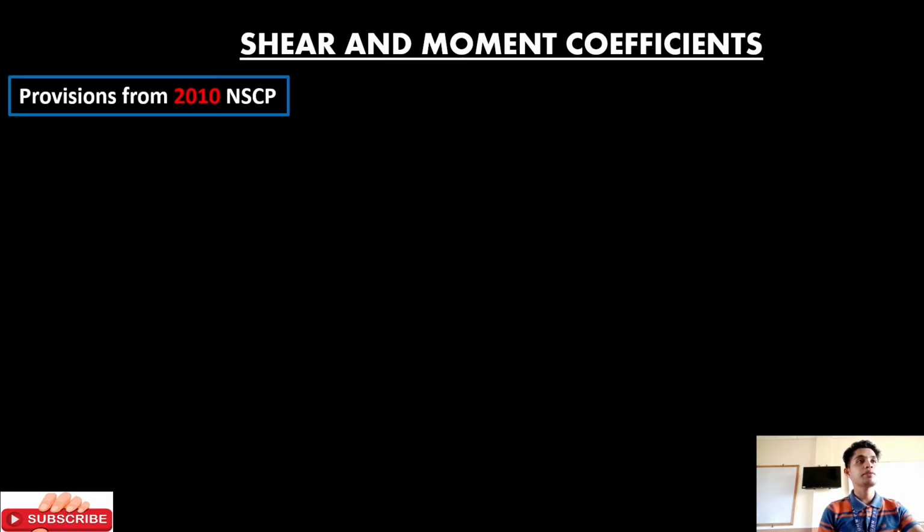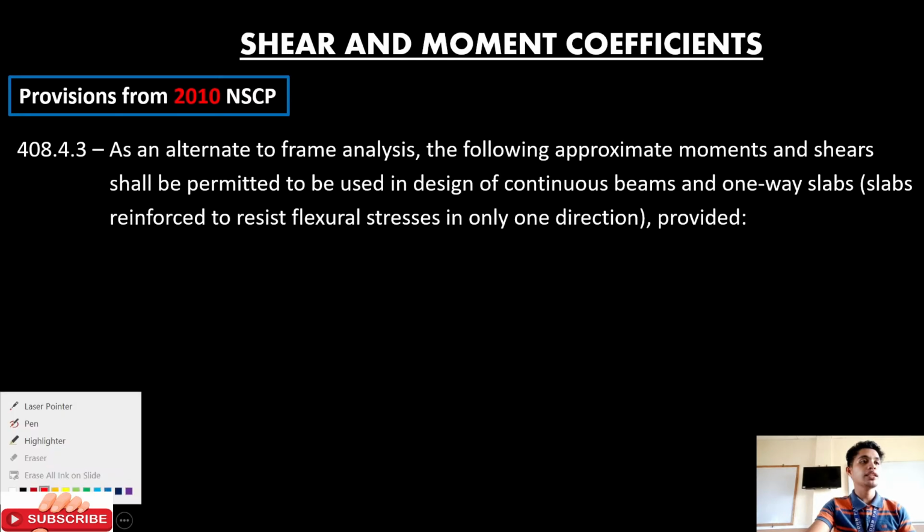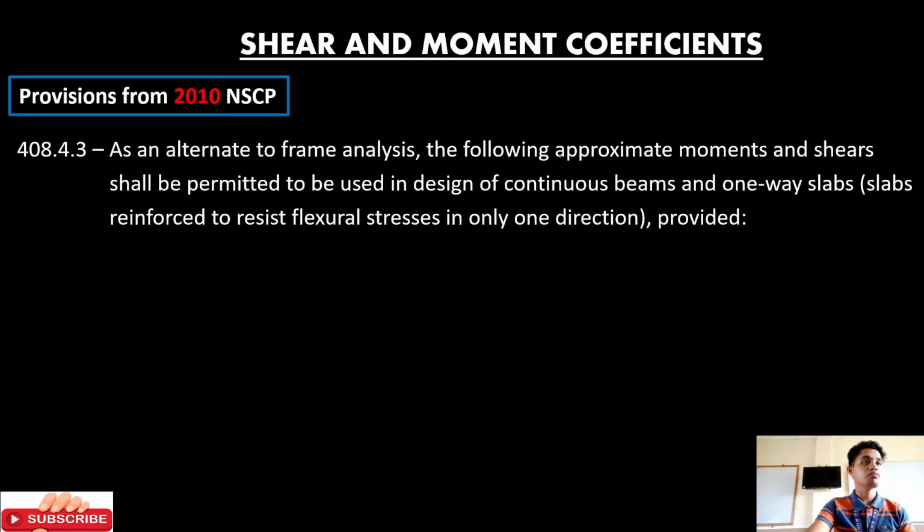So sa provisions from 2010 NSCP, basahin ko muna sa section 408.4.3. As an alternate to frame analysis, the following approximate moments and shears shall be permitted to be used in design of continuous beams and one-way slabs. One-way slab is slabs reinforced to resist flexural stresses in only one direction. Provided, so highlight ko lang yung approximate moments and shears.